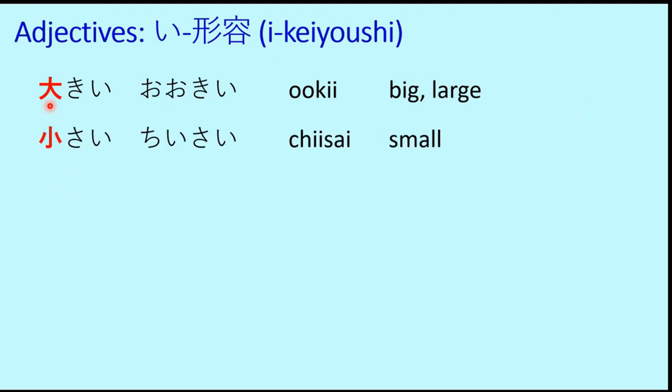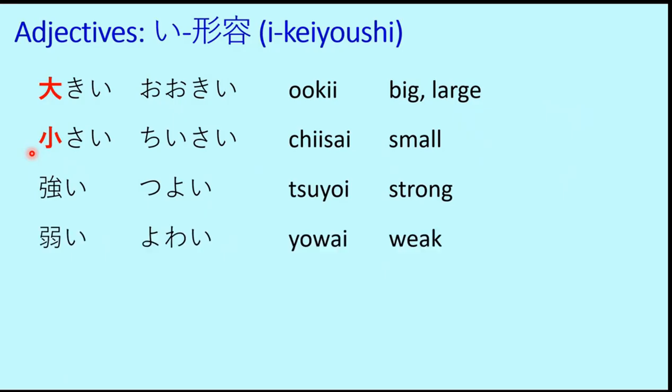Then we have chisai, which is small. This kanji also we have done. We are mentioning here both kanji as well as hiragana so that you can understand, because not all kanji symbols have been covered in this series so far. Only the ones which we have covered have been highlighted in red so that you know that these have already been covered. So oki, big or large, chisai, small or little. Then we have tsuyoi, which means strong. And we have yowai, which means weak.